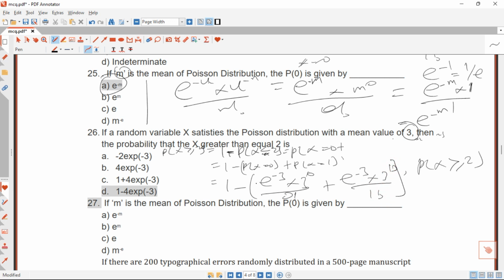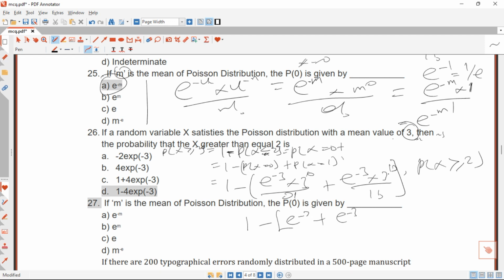When you do everything correctly, you are going to get 1 minus... let's do the simplification here. You are going to have 1 minus, here 3 raised to the power 0 is 1, 0 factorial is 1, so you are going to get e raised to the power negative 3 plus e raised to the power negative 3.